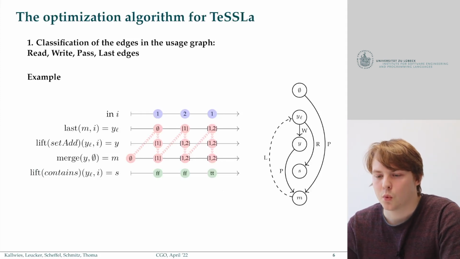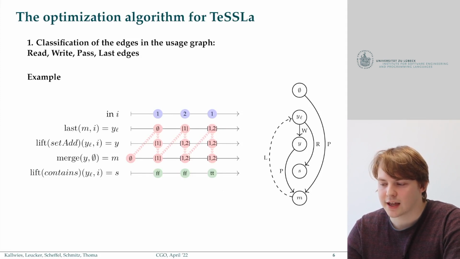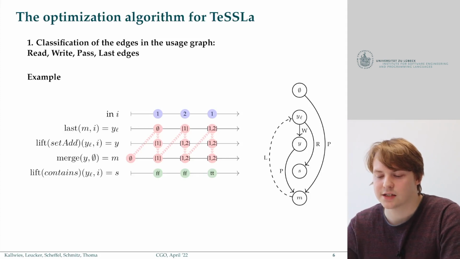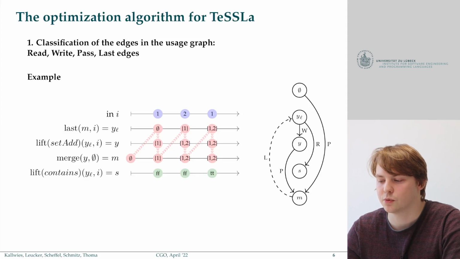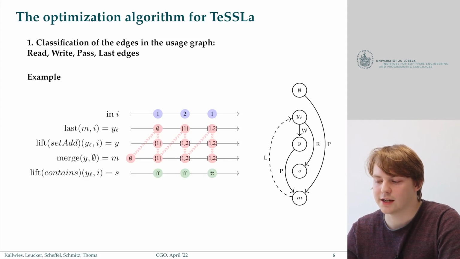First of all, we start with a classification of the edges. We take our usage graph again, and every edge where complex data structures are passed is classified into the categories read, write, pass, and last. A read edge is an edge where there is just a read access to the original data structure. For example, stream S just applies a read access to the value of YL. So the edge between YL and S is a read edge. On the other hand, a write edge is one that really modifies the data type. So the edge from YL to Y is a write edge.